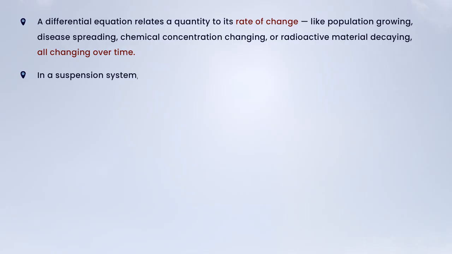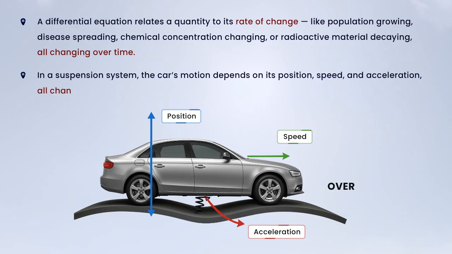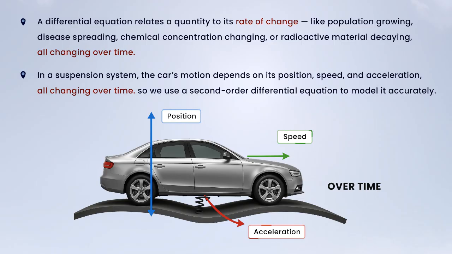In a suspension system, the car's motion depends on its position, speed, and acceleration, all changing over time, so we use a second-order differential equation to model it accurately.